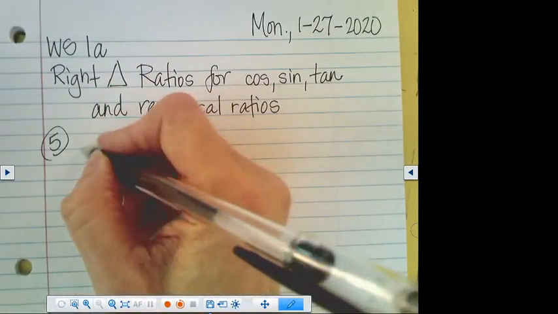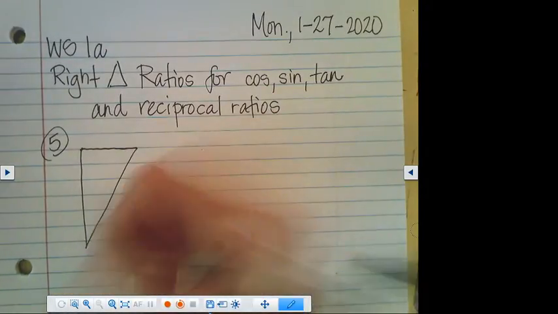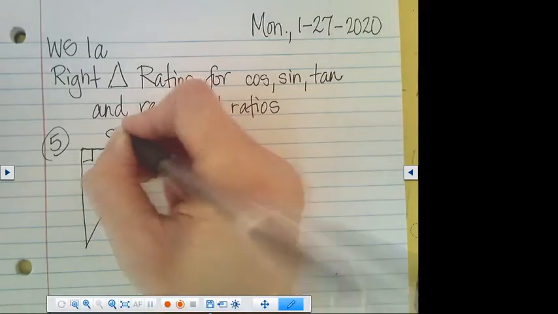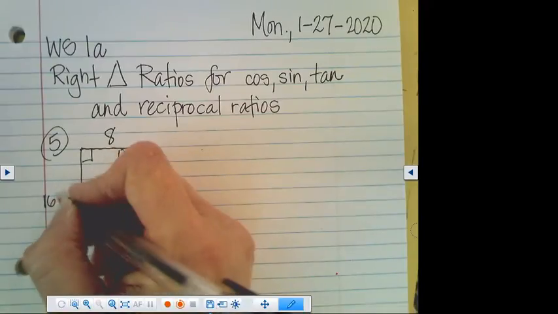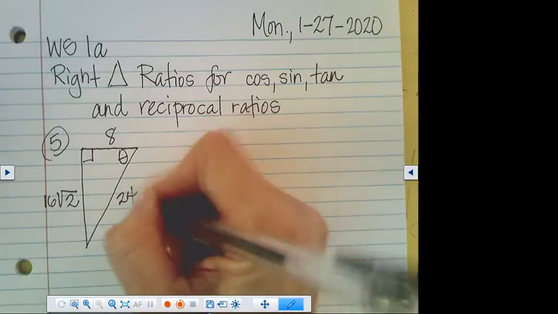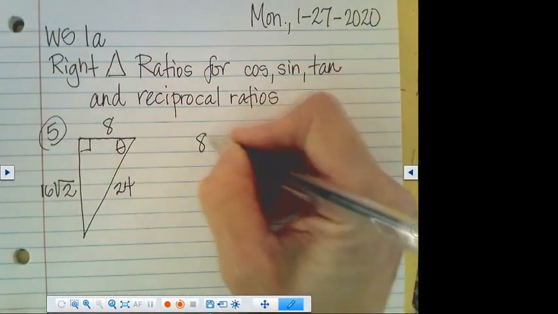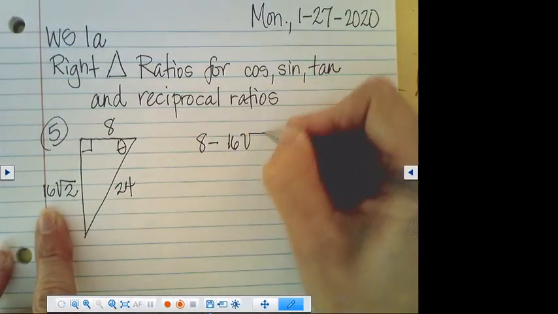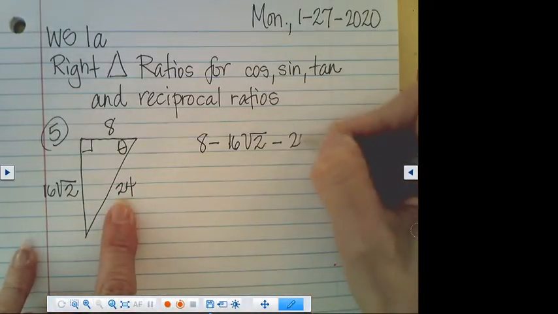I like drawing the triangle so that I can refer to it quickly on my notes. All right, so we have a right triangle. The shortest leg is 8. The second leg is 16 square roots of 2. And our longest leg is 24. If it helps you, write those measurements from least to greatest. 8, again, is the smallest. 16 square roots of 2 is the medium leg, middle leg. 24 is your longest leg.